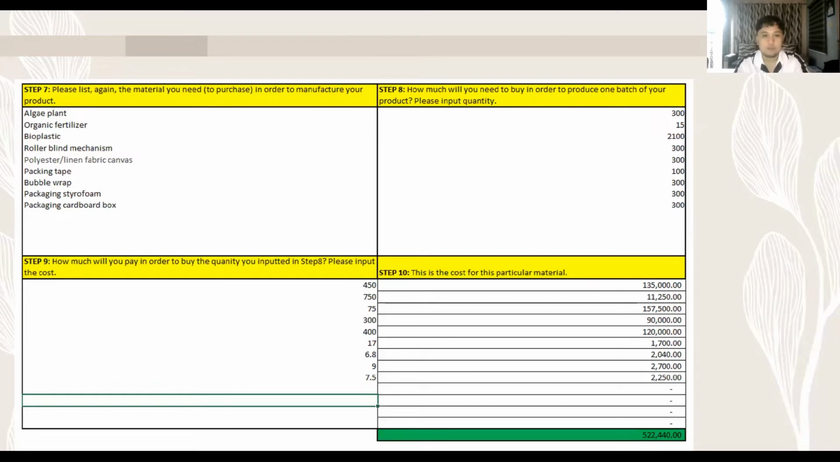in one production. For the algae plant, we need 300 bags that cost 450 pesos each. The total cost of 300 algae plant bags is priced at 135,000 pesos. The same process of computation is applied for the following materials. The total cost of the materials is priced at 522,440 pesos.